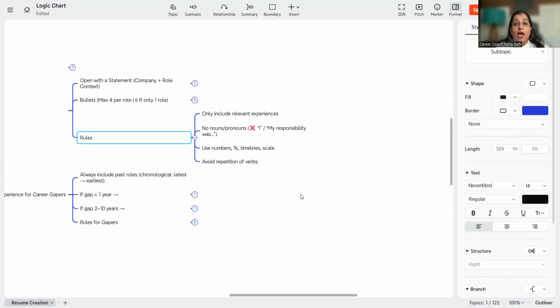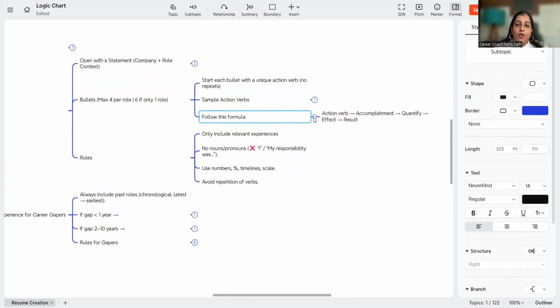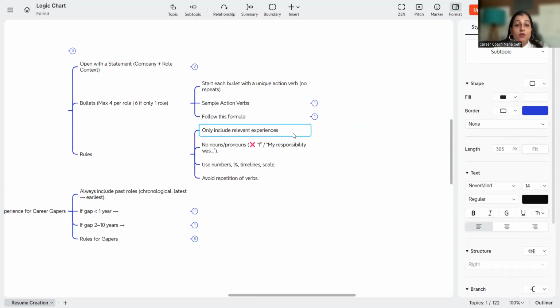And how can you do that? You can go to ChatGPT or any AI tool and just ask it to draft your experience in the form of this formula. The formula I've given you here: action verb, accomplishment, quantify, effect, and result. Add numbers, only include relevant experience, and you can throw the JD in there as well, and then it drafts it. ChatGPT will give you a draft example, or certain examples or options, so that will help you draft your resume better.